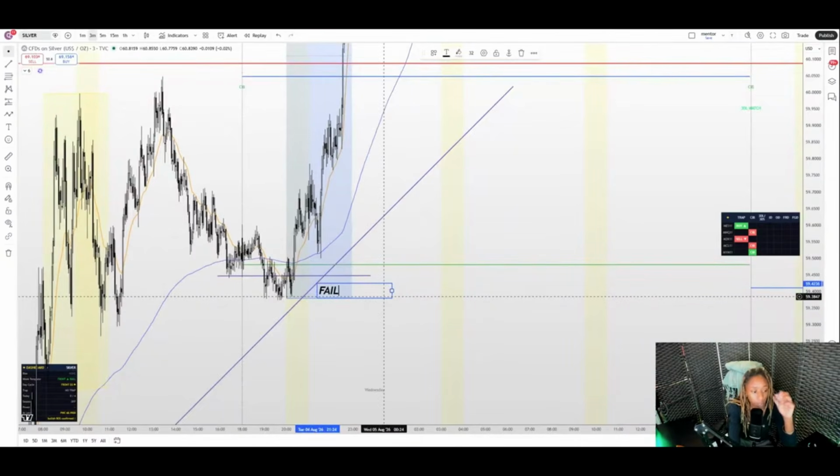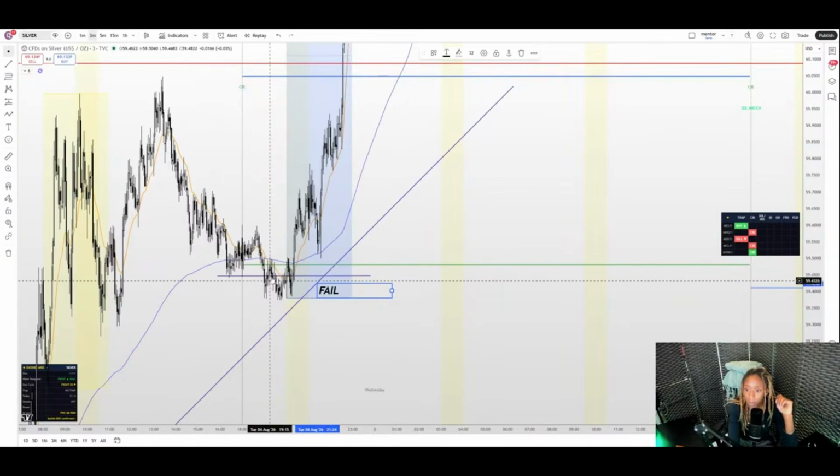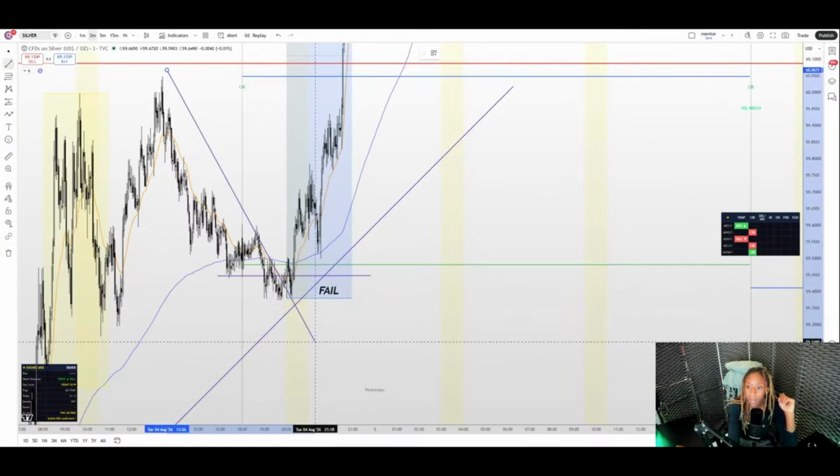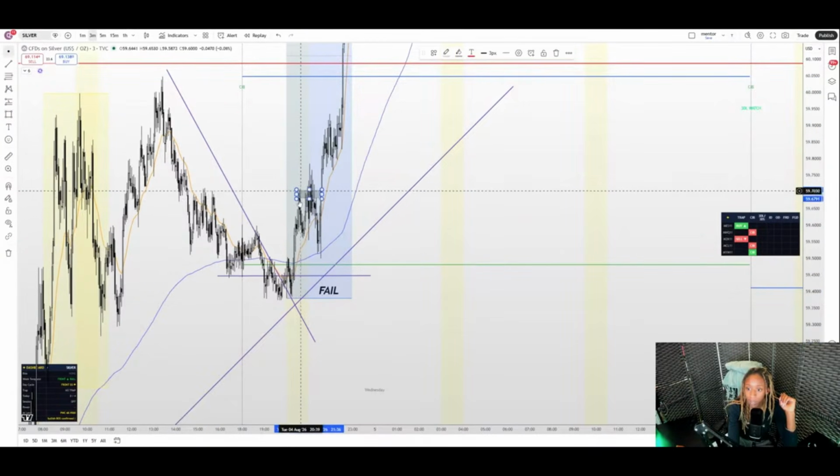I'm going to repeat this 3-step process every time. Dump, fail. Now what do I need to see? If this is step 1, I need to see step 2. Step 2 is the higher high on the inside, which is here. Don't look at the price action, look at the structure. That is your higher high. 1, 2, and then my 3rd step is just a simple dump and pump. That's all I want to see. Obviously I'm trading a setup, right? But step 1, step 2, step 3.